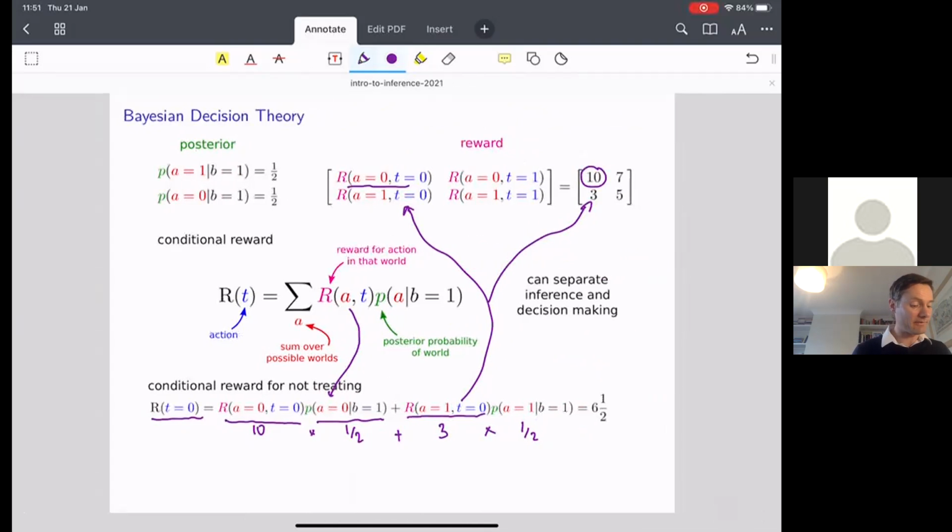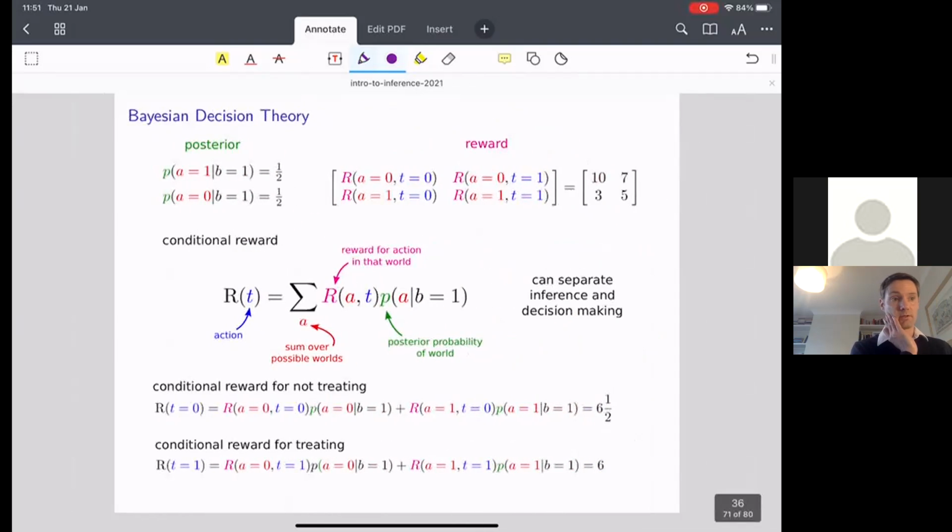And then we do exactly the same thing for the treatment, and that corresponds to the other column of the reward matrix at the top, and gives us this sum. So it's 7 and this is 5 times a half. And if you work that through, you get 3.5 plus 2.5, which is just 6 average reward points. So in this case, we wouldn't prescribe dexamethasone.